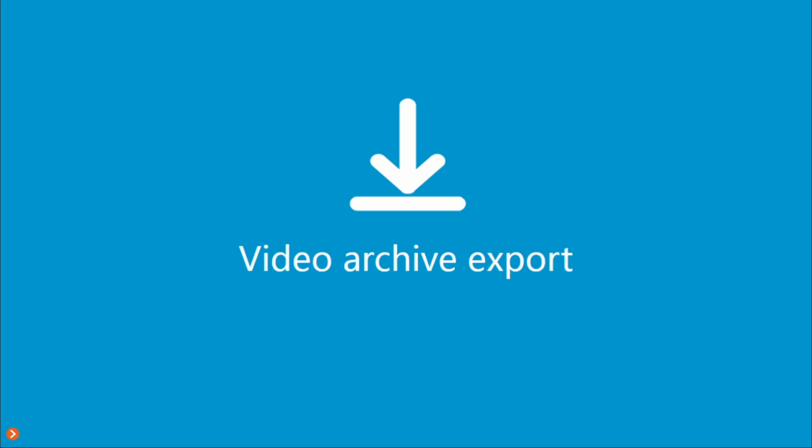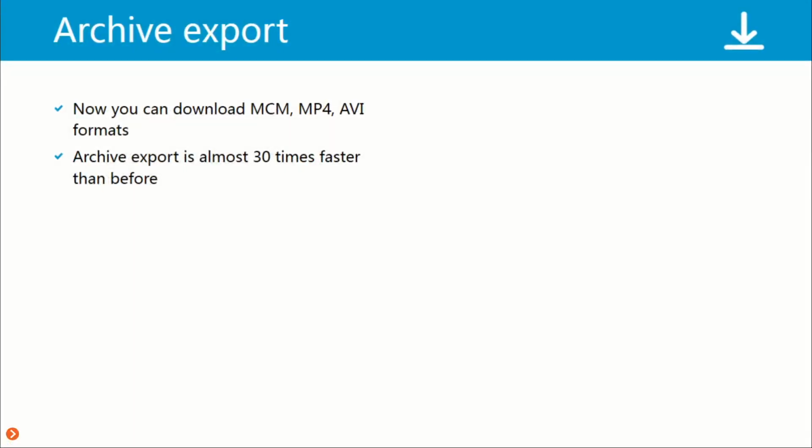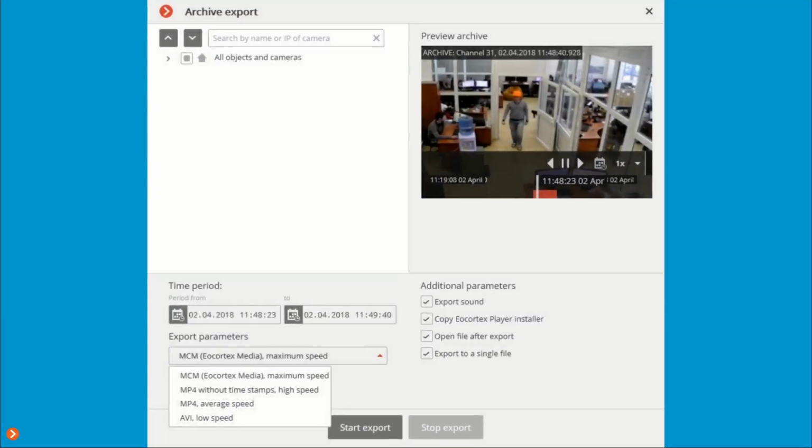Video archive export. We have promised you for a long time to increase the speed of exporting the archive, and we have succeeded in that. Archive export speed is now increased 30 times because we have added the MP4 export format. You can specify whether you need timestamps or not, because for police investigations they sometimes require timestamps to prove that this particular video fragment was taken on a certain day, at a certain time.